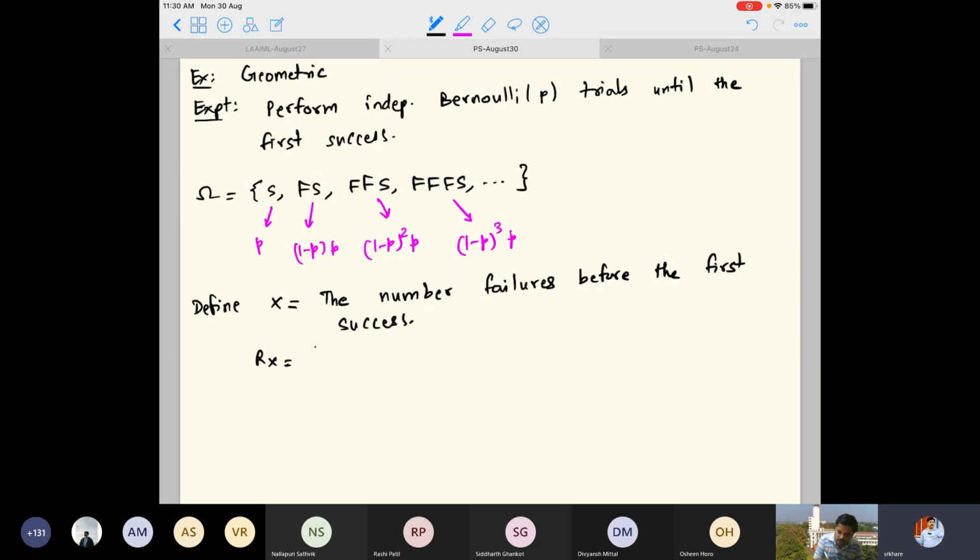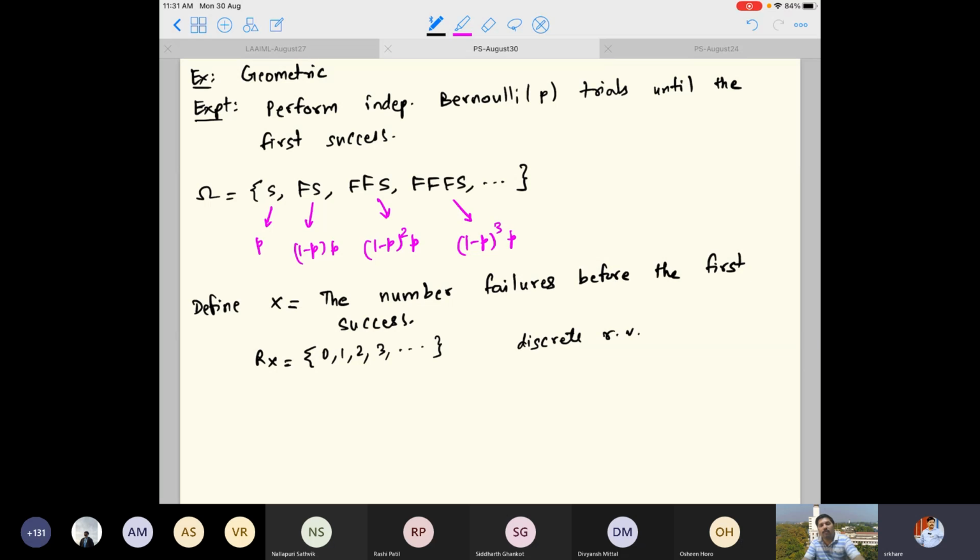So can you tell me what is the range of this random variable? What is the range of this random variable? 0. So 0, 1, 2, 3, and so on and so forth. Looking at the range, you can see that this is a discrete random variable, right?